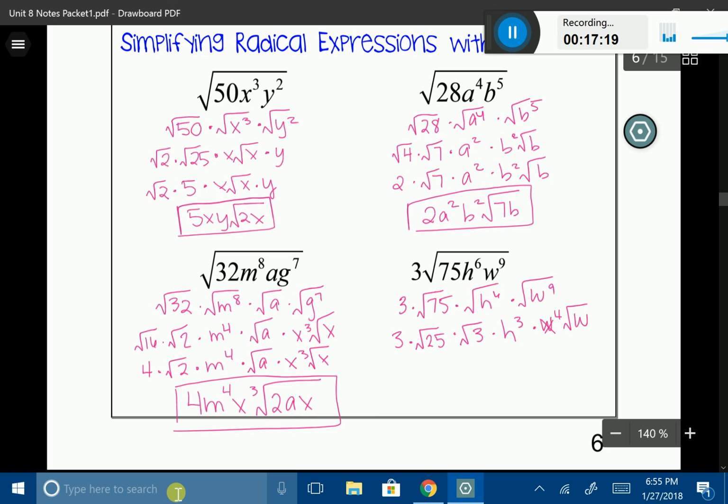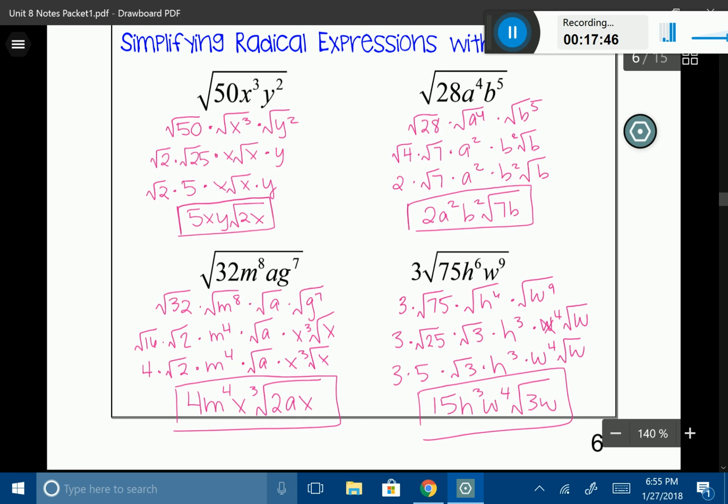Let's simplify. 3 times 5 times root 3 times h to the 3rd times w to the 4th root w. Piece things together. 3 times 5 is 15. Then I have h cubed w to the 4th, radical 3w. And there you have it.